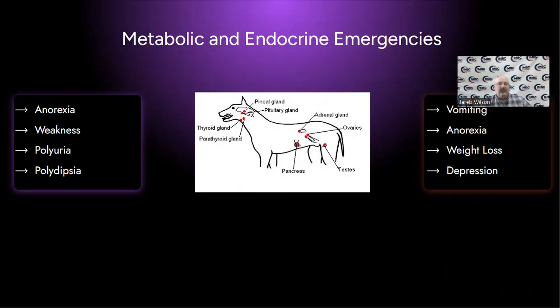So this dog here comes in with anorexia. So they're not eating very much. They're just kind of tired and weak. They're urinating more and drinking more. They also have vomiting. They've been experiencing some weight loss and they're just kind of depressed. They're not bright and alert, not as active as they often are.